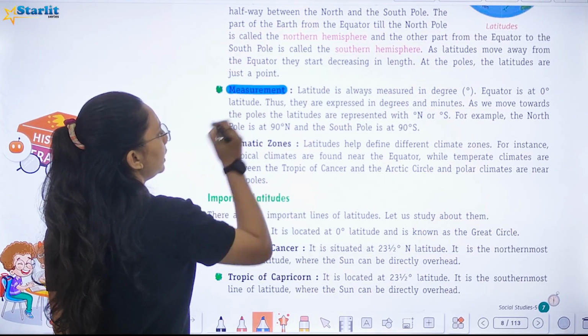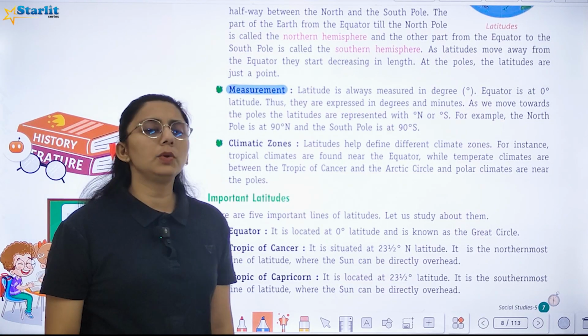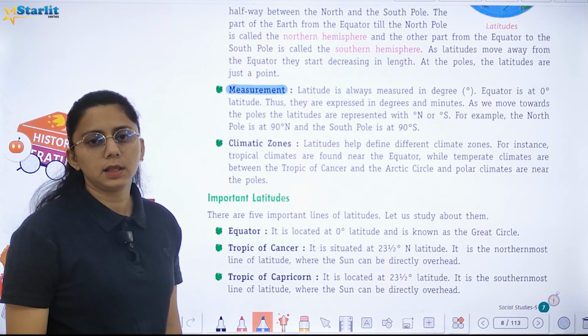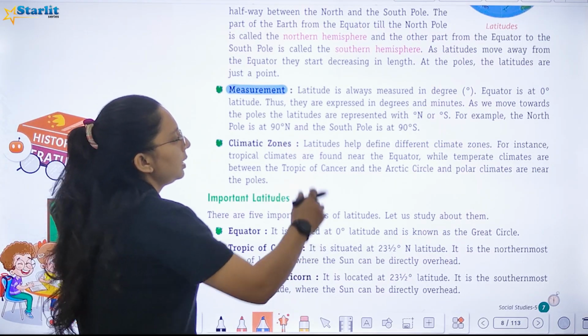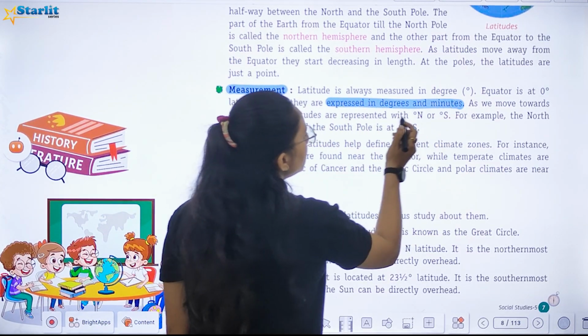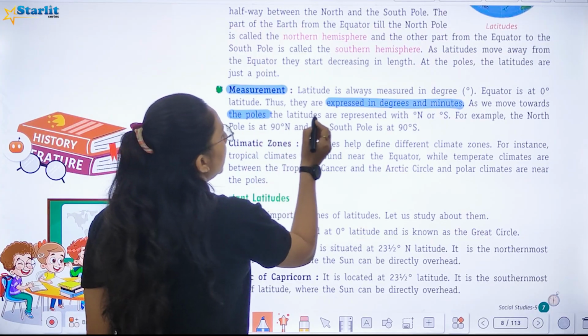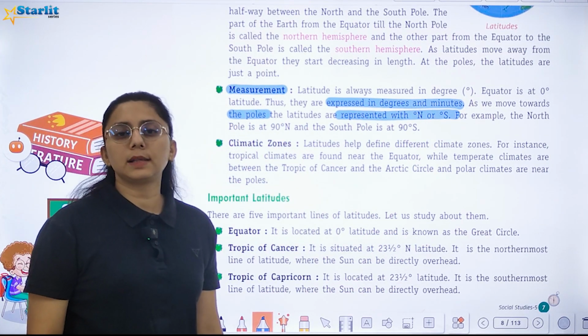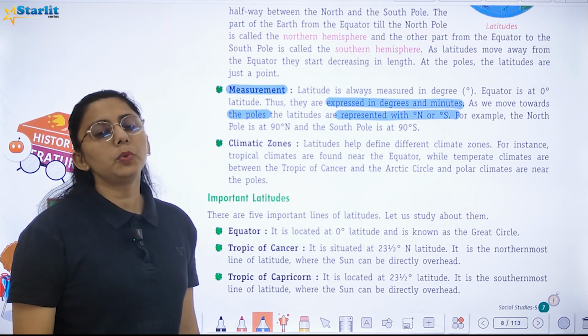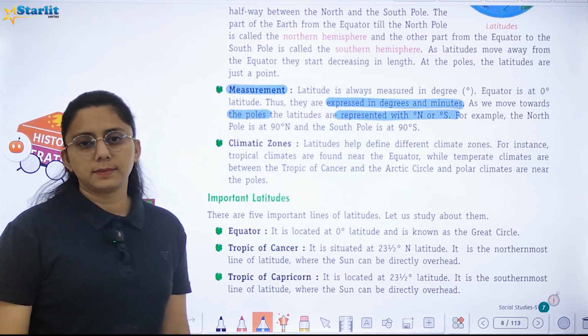Next we have measurement. So as you know that latitude is measured always in degrees. Latitudes को हम किसमें measure करते हैं? Degree में. And equator is at 0 degree. They are expressed in degrees and minutes. As we move towards the poles, latitudes are represented with North Pole and South Pole. North Pole that is 90 degree N and South Pole that is 90 degree S.